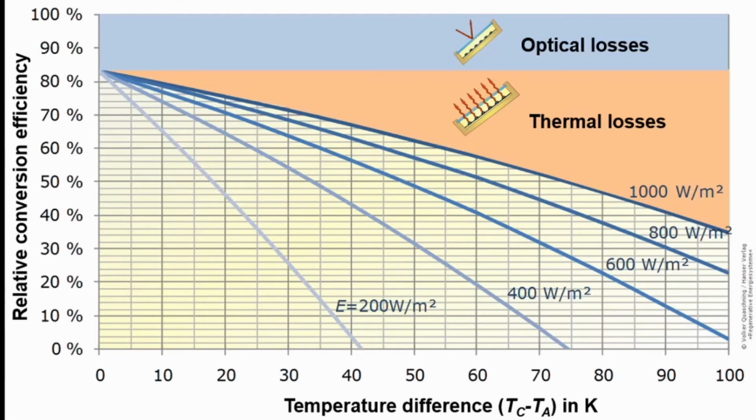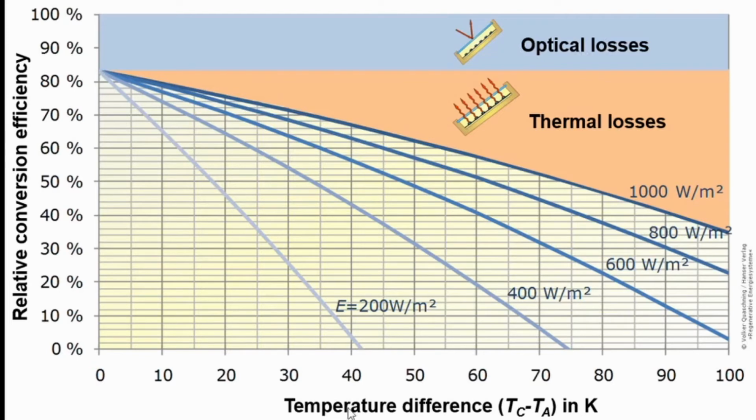We have here on the x-axis the temperature difference between a collector and ambient. On the y-axis we have the relative conversion efficiency. The blue part here are the optical losses. They are independent from the temperature difference. So you see here it's in the vicinity of 84% or 83%. It's the remaining relative conversion efficiency, so we lose about 16% due to the optical losses.